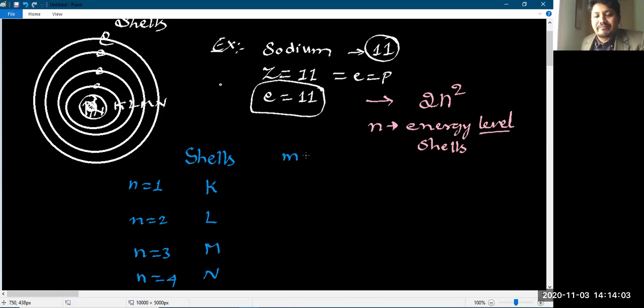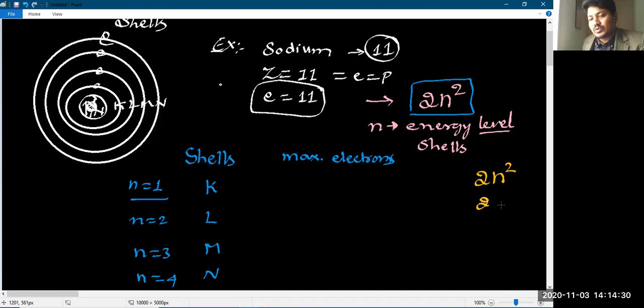So what would be the maximum number of electrons filled in each shell? The maximum filling capacity of each shell depends on the formula 2n square, where n is the energy level. For the first energy level, how many electrons can be filled in the K shell? In place of n, you put 1. 2 into 1 square becomes 2. The maximum electrons that can fill the K shell is 2, the L shell is 8, the M shell is 18, and the N shell is 32. This is the filling capacity of each shell.